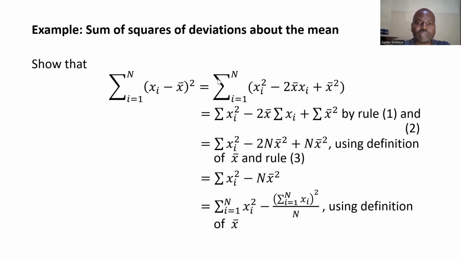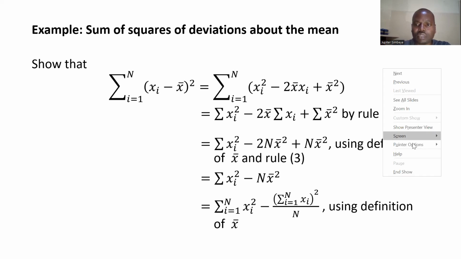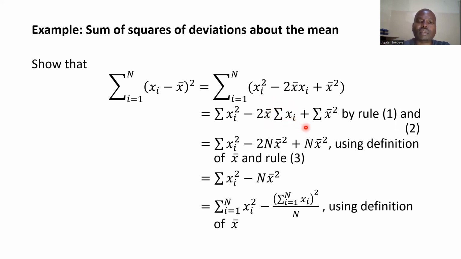So this becomes the summation of x squared, which we have here. Now we know that 2 and x bar are constants, so we can factor them out when we are summing over this quantity. That's why here you see 2 x bar outside of the sum of xi. Then plus the summation of x bar squared.